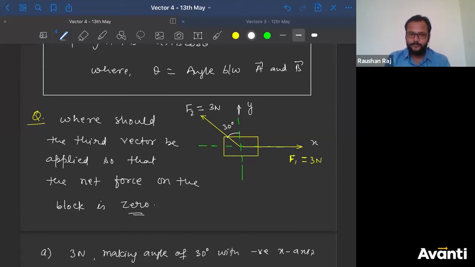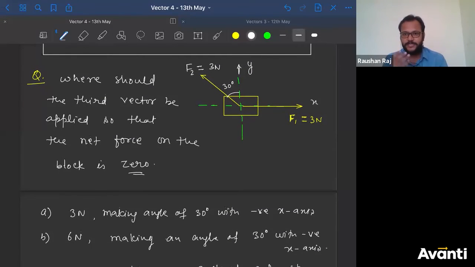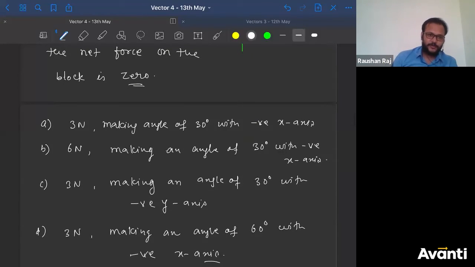Theta is what? 120 degree. So theta by 2 is what? 60. Cos 60 is 1 by 2. So 2 and 2 cancel. What is the answer? 3 only. So magnitude will be 3 only. So if somebody is saying √3 or something else, then that is wrong. Magnitude will be pakka 3 Newton. What about the direction?